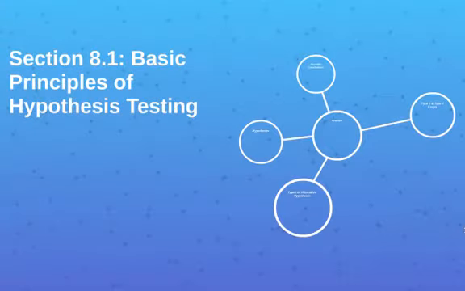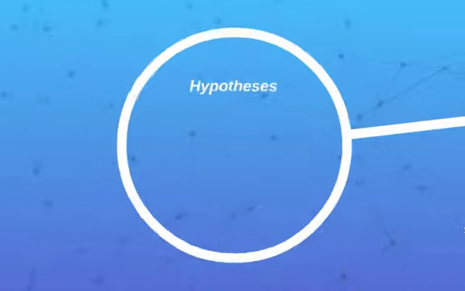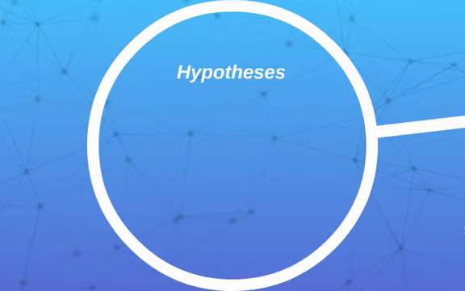Okay, so let's focus here on section 8.1 of the hypothesis testing chapter. This will cover the basic principle of hypothesis testing. The first thing that we need to understand is that when we do hypothesis testing, we are always testing between two hypotheses. So whenever you have a problem, we'll have to state both hypotheses.